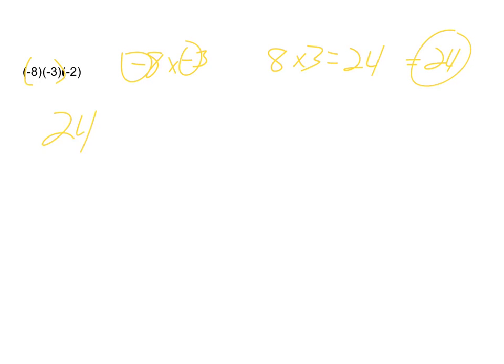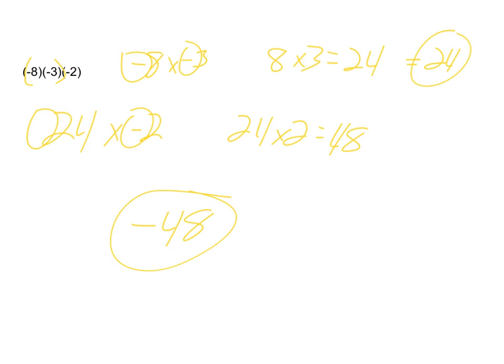So now I've got three numbers, so I need to break it up. I can pick two numbers to multiply together first, so let's do negative 8 times negative 3. In order to do that, I just do 8 times 3 and get 24. Both of my signs are negative, so my answer is going to be a positive 24. So I have 24 times negative 2 now, which means I can do 24 times 2, giving me 48. And if I look at my signs, one's positive, one's negative, that means my answer is going to be negative 48.